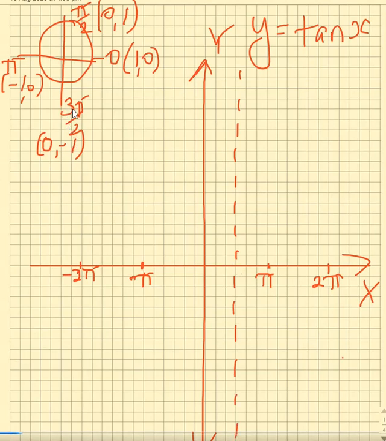Also, tan of 3 pi on 2 is undefined. Negative 1 over 0 is undefined. We can draw in the asymptote at 3 pi on 2. And going in the clockwise direction, tan of negative pi on 2 is undefined. Tan of negative 3 pi on 2 is undefined.